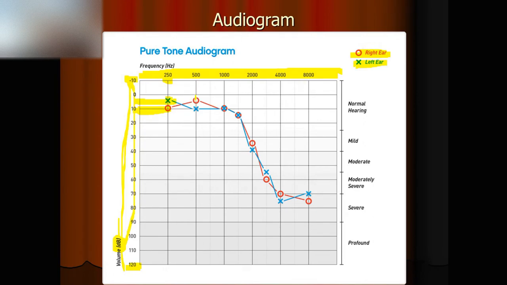The situation reverses at 500 Hertz. My right ear here at 500 is 5 dB better than my left. This is how we interpret the chart.